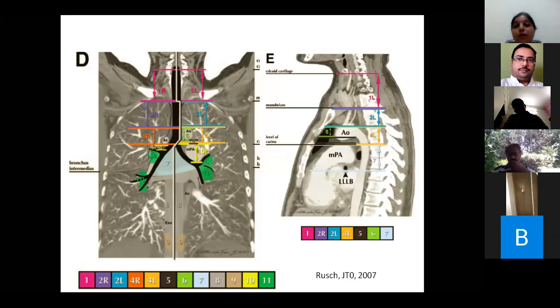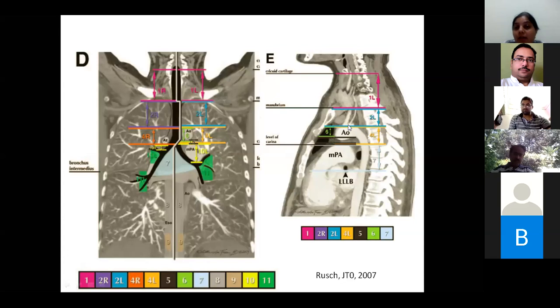This is a sagittal view, basically again talking about the same levels. The level 1 is from the cricoid to the manubrium on the left side. The level 2 is from the manubrium to the upper part of the aortic arch on the left side. The level 6 is anterior to the aorta at the level of the aortic arch. The level 4 on the left side is the upper part of the aortic arch to the lower part of the aortic arch.